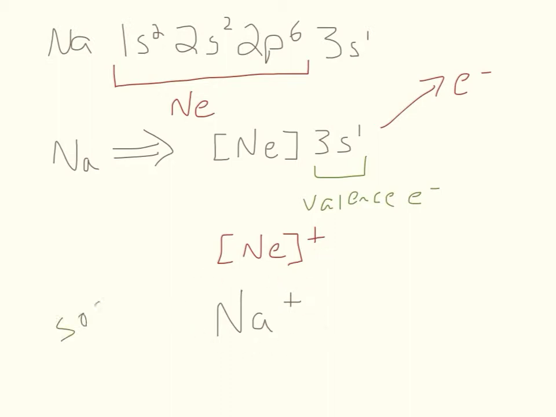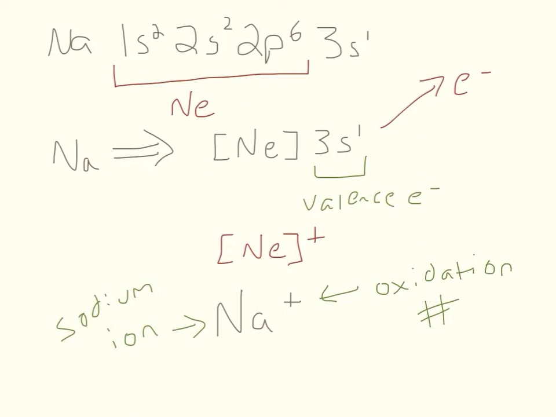So this is a sodium ion right there. We write the sodium ion with the symbol for sodium and then the superscript of the charge, which is positive in this case. This charge right here has a special name. It is called the oxidation number. It is always written as a superscript, written afterwards.